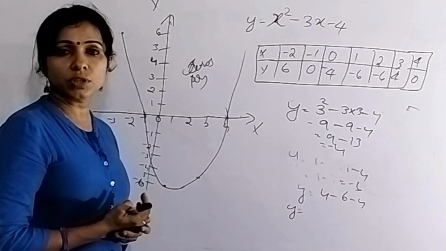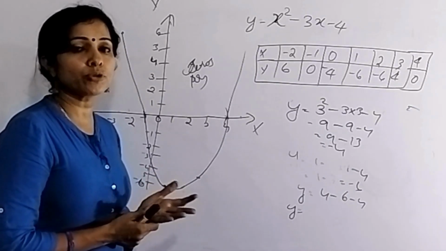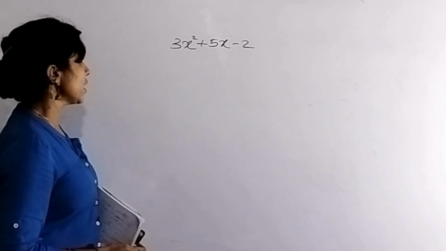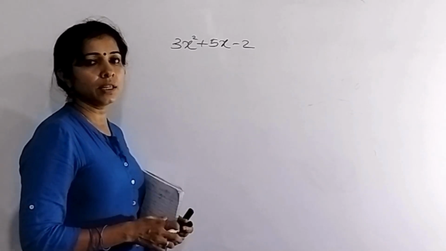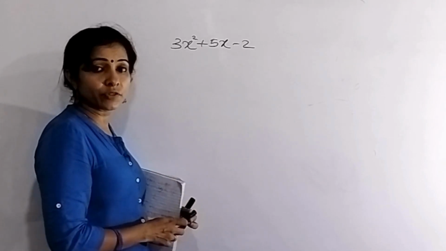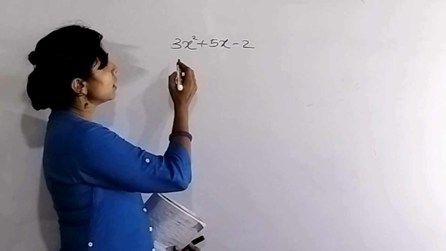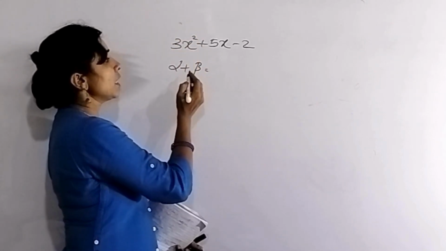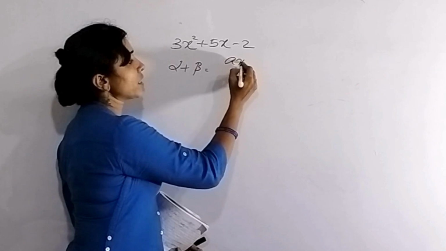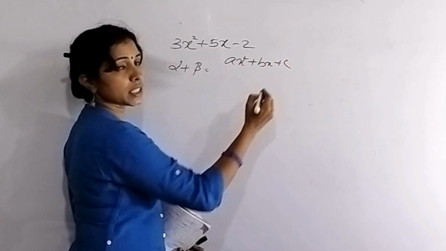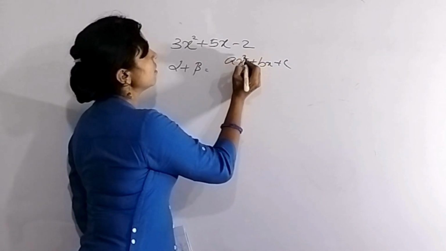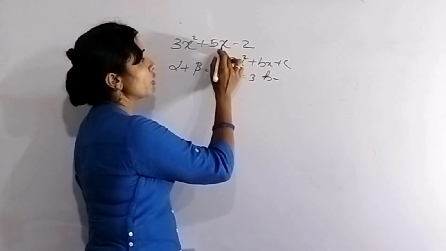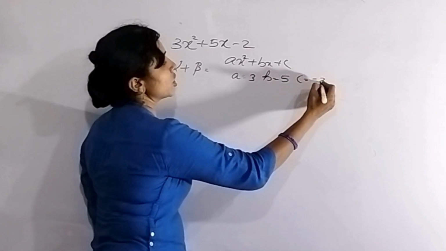Now we can go through the cubic polynomial also, how to draw the graph and all. Here is another example of a quadratic polynomial, 3x squared plus 5x minus 2. Now we can check how the coefficients of the polynomial are related to the zeros of the polynomial. Generally, ax squared plus bx plus c is the quadratic polynomial. Here a is 3, the coefficient of x squared, b is the coefficient of x, that is 5, and c is -2. Clear?